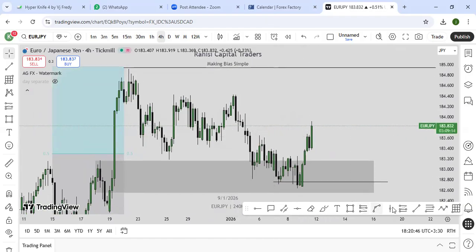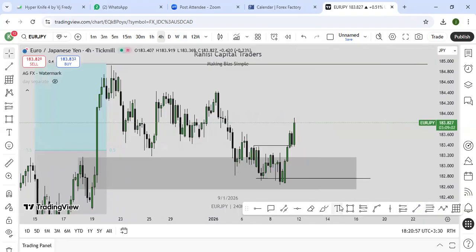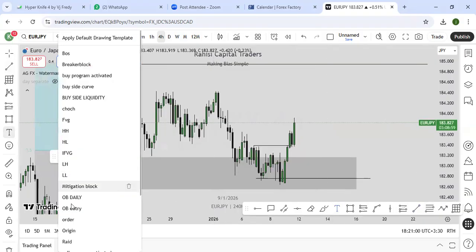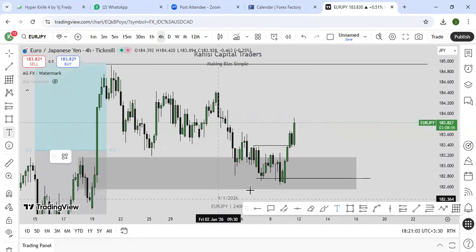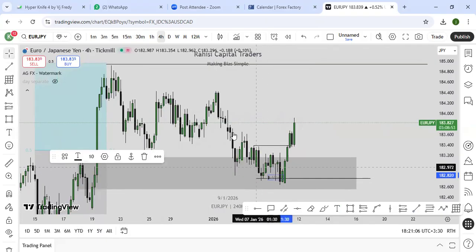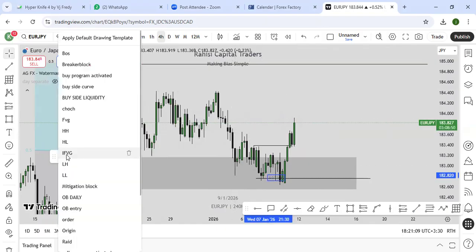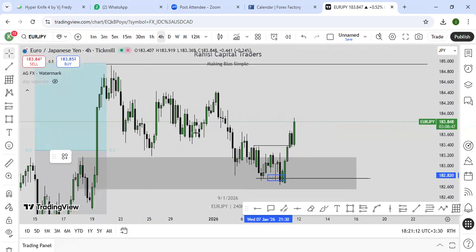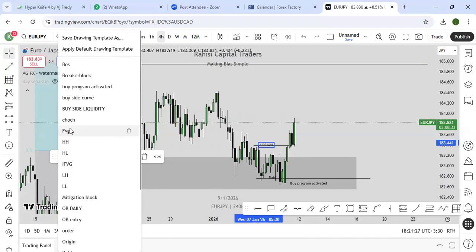So where is our entry? For us, we want to make an entry when price has done what? It has created a change of character. So you start marking this thing. You mark the red, which is here. Then you mark the program activation, which is this one. Then you mark the change in character, which is here. So we are having all those elements.